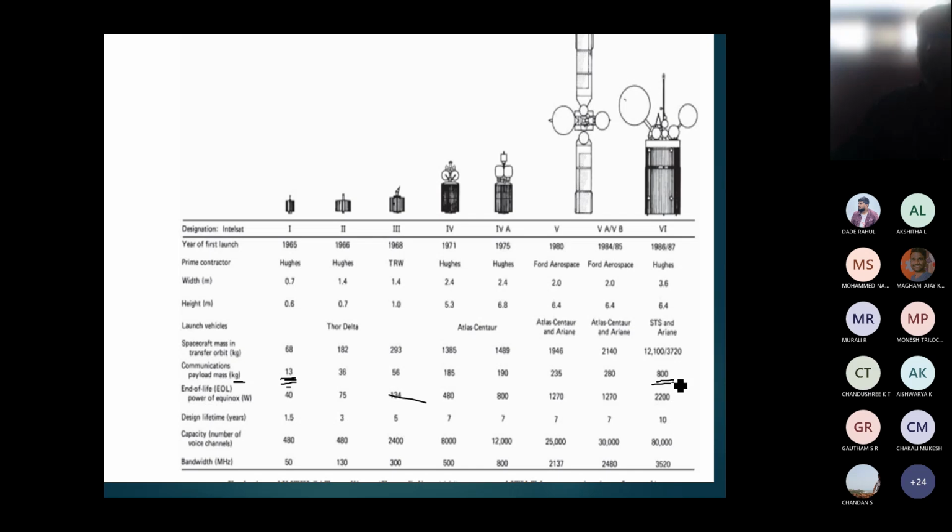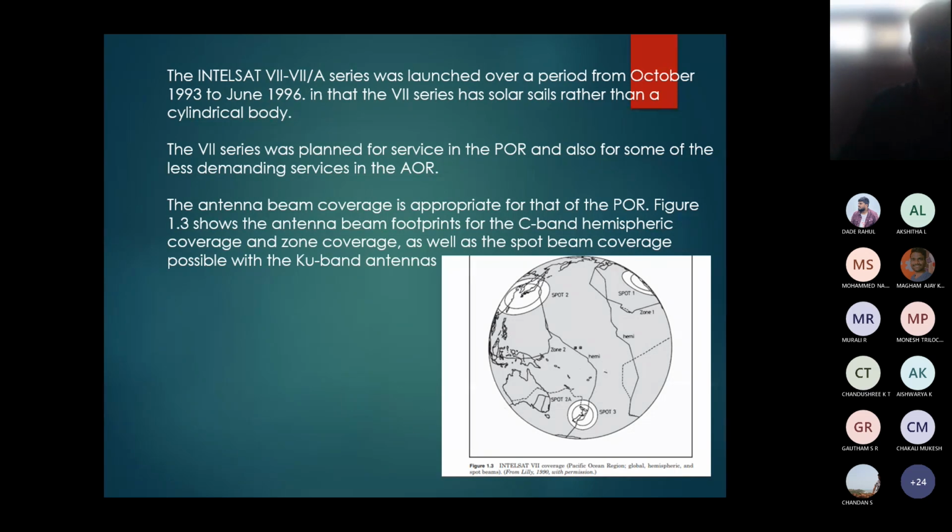Okay, and in this image, I have not mentioned all the Intelsat versions beyond 6. I have shown only the 6th version because that is what is available on the internet. Beyond 6 also there are many other versions, like Intelsat 7 and 7A, which were launched in 1993 and 1996 respectively.